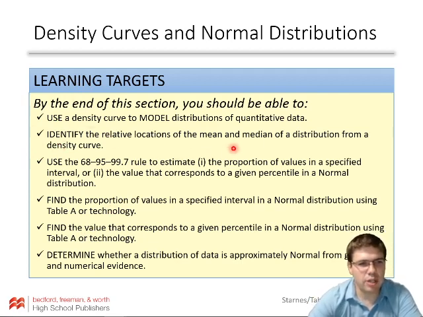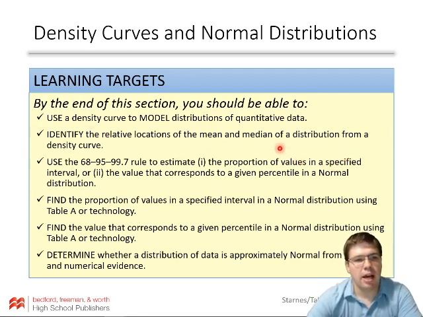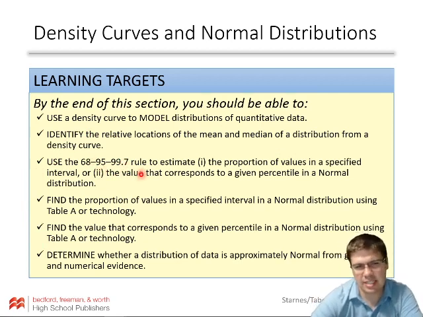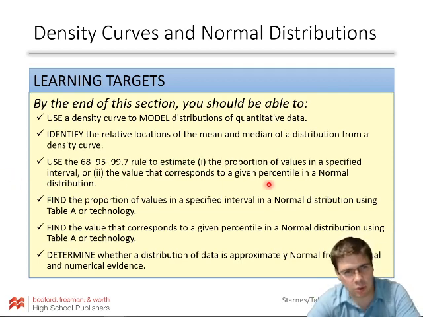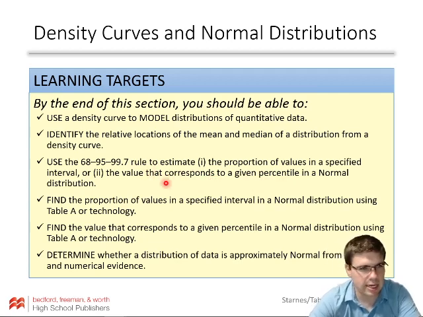Identify the relative locations of the mean and median of a distribution from a density curve. Take a peek at that. And then we're going to get into a lot of normal calculations here. We're going to use the 68-95-99.7 rule. Some of you may have experience with that to calculate proportional values in an interval, and maybe find values corresponding to a percentile.